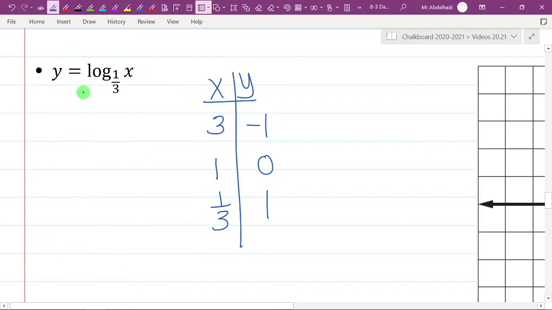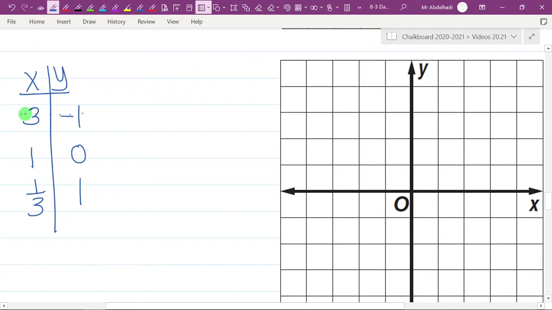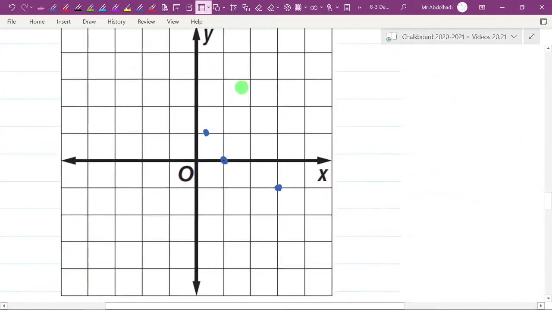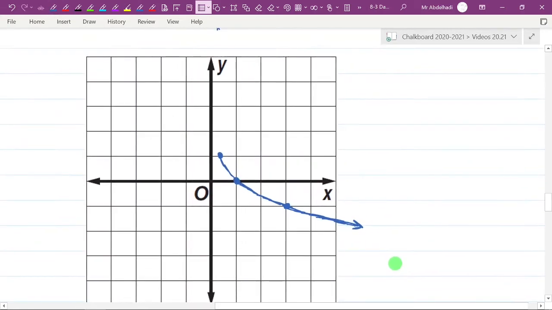No shifting, no stretching, so we can just go ahead and graph it. All right, so we have 3 comma -1, so 1, 2, 3 comma -1 will be down here. 1 comma 0 would be here. And 1/3 comma 1, so 1/3 of a box is roughly there, comma 1 would be right about here. And now what we're looking for is that half parabola, and you can see it's going this way this time. And on the other side, of course, we do need to land the plane. And there it is.